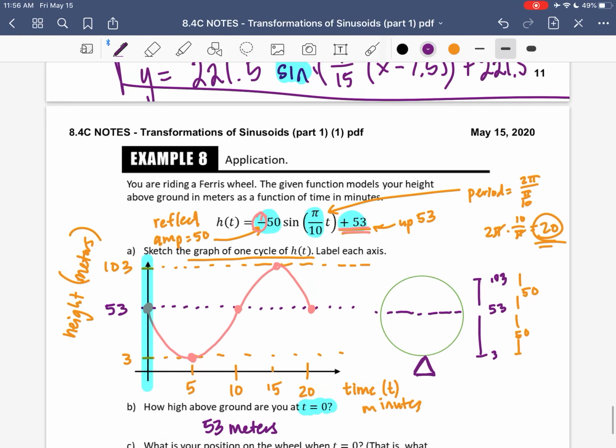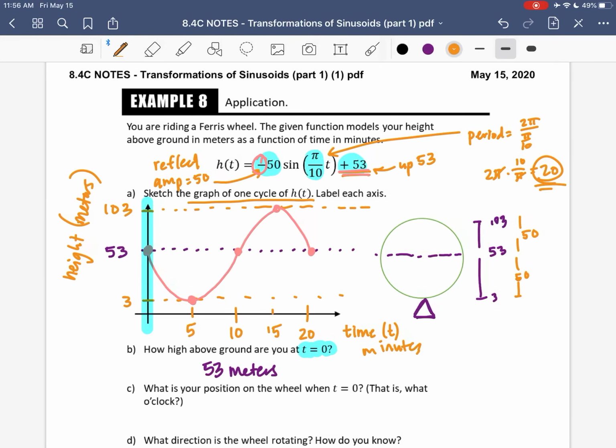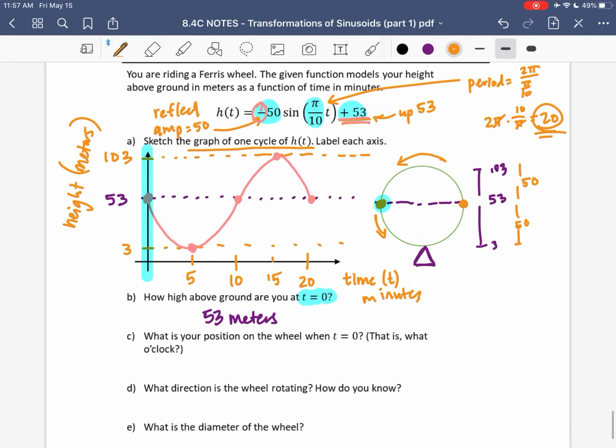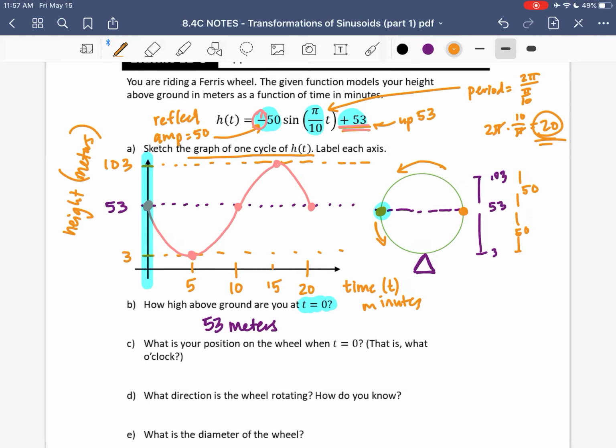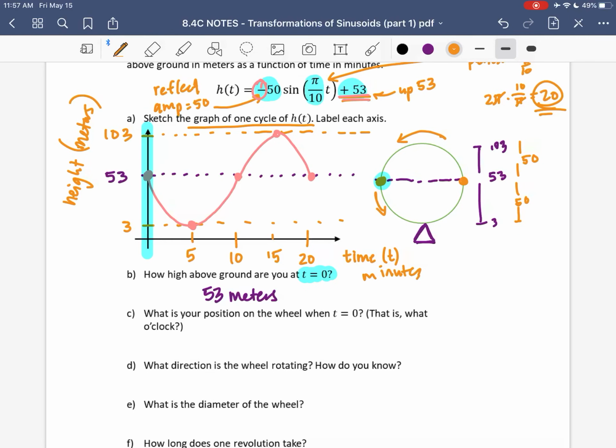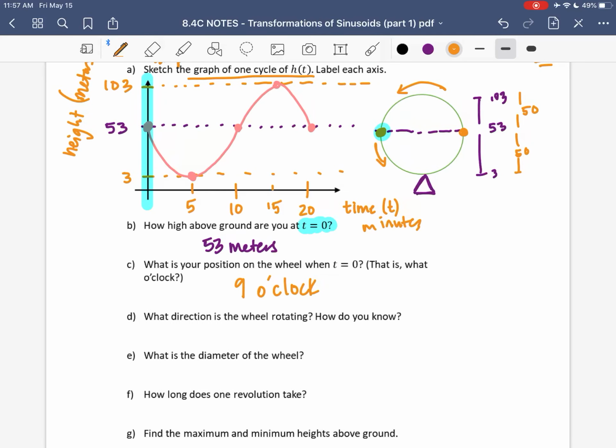Okay, what is your position on the wheel when t equals 0? That is, what is your o'clock? Okay, that's kind of weird. One thing that we should say, we're going to assume that our Ferris wheel is turning counterclockwise. It's turning this way. So we're either at this far right point or this left point, but we're going to look at our graph and say we're about to be going down after this. So I think we're at this far left point right here, because we're about to be going down and we're turning this way. So what's our o'clock? That would be, can I read a clock? 9 o'clock. That's our position on the wheel, 9 o'clock.